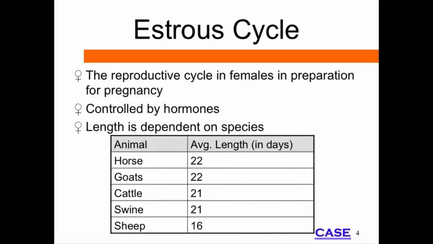The estrous cycle is the reproductive cycle for females. Hormones control the estrous cycle, and the length of the cycle varies by species. Estrous cycle hormones will be studied in greater depth in Activity 6.3.1, Hormones.